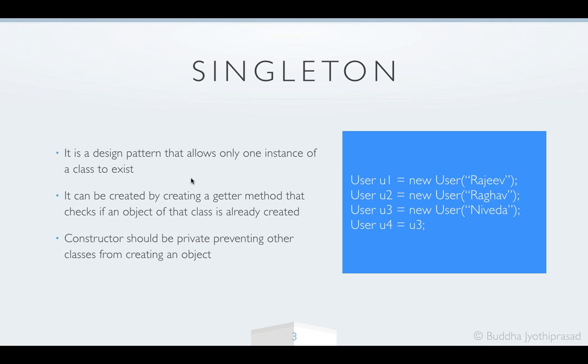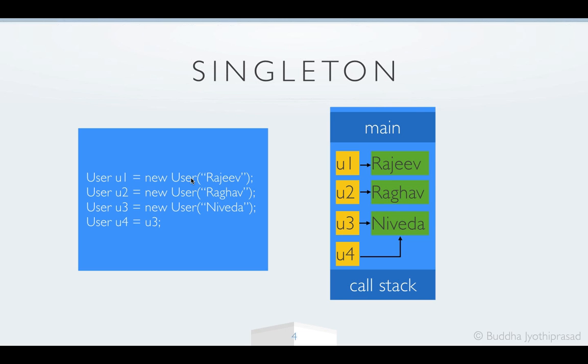If you have three different objects, user Rajiv, Raghav, Niveda, and variables u1 to u4, what really happens in the memory is there will be 4 variables and 3 different objects. There is the Rajiv object, Raghav object, Niveda object, and then u1, u2, u3 variables pointing to Rajiv, Raghav, and Niveda, and u4 is also pointing to Niveda.